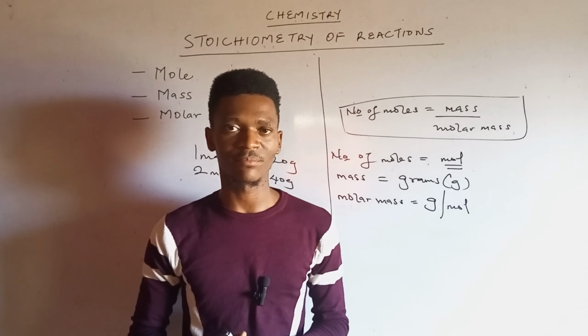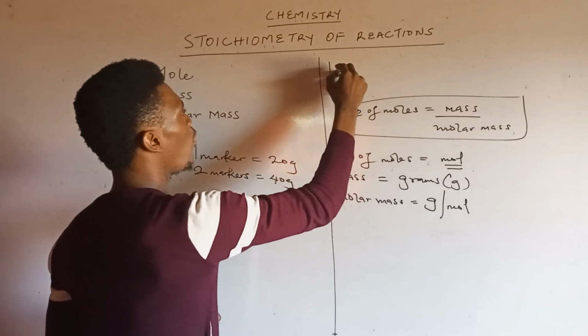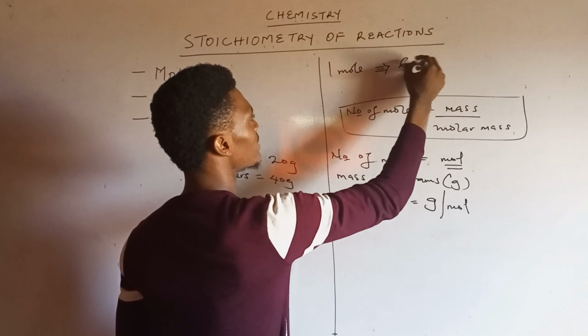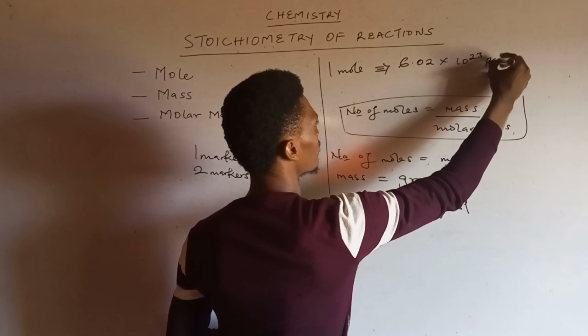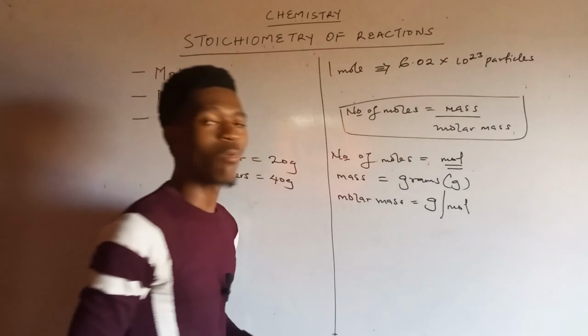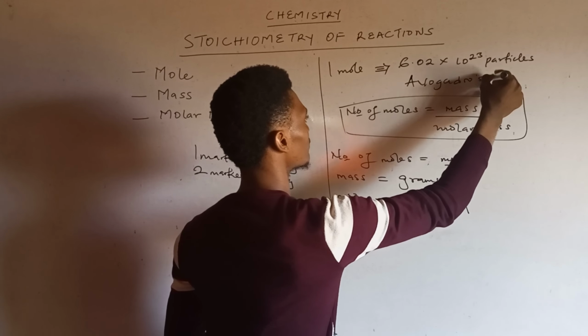Again, 1 mole of any substance contains about 6.02 times 10 raised to the power of 23 particles of the substance. So 1 mole of any substance contains 6.02 times 10 raised to the power of 23 particles of that substance, meaning this value is called Avogadro's number.